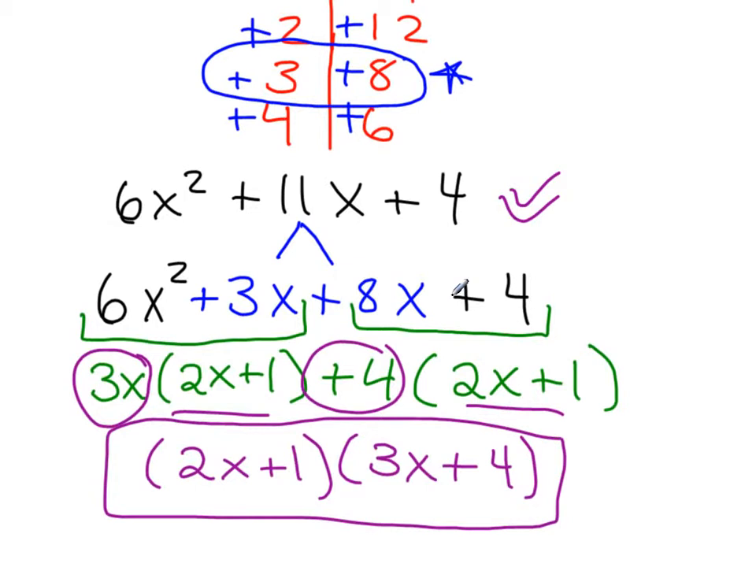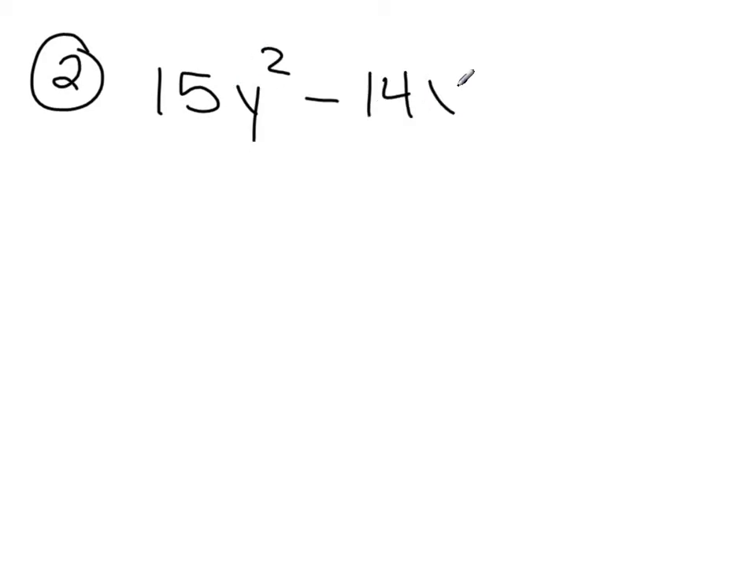Alright, so you're kind of left a little unsatisfied there. You're like, well, that worked out a little too nicely. Can we see a harder one? And I say, sure, we got time for one more. And let's go ahead and throw in some negatives. Let's say we have 15y squared minus 14y minus 8.